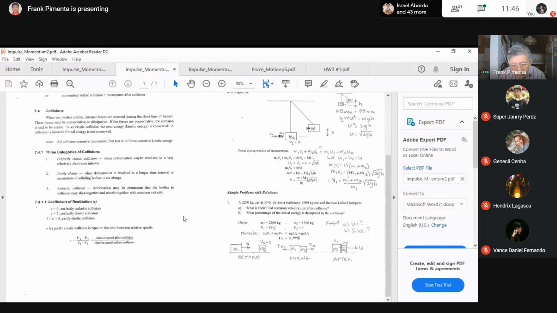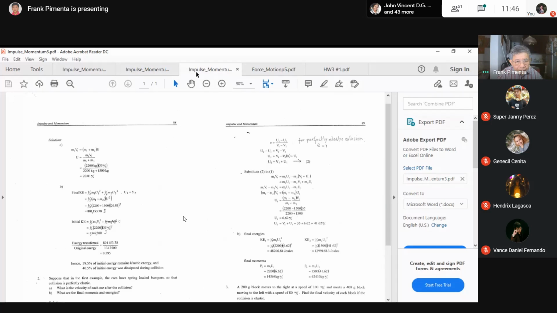M1 U sub 1 plus M2 U sub 2. Now, since U1 is equal to U2, which is equal to U, if U1 and U2 are equal to U, it is common, so it will be M1 plus M2 times U.